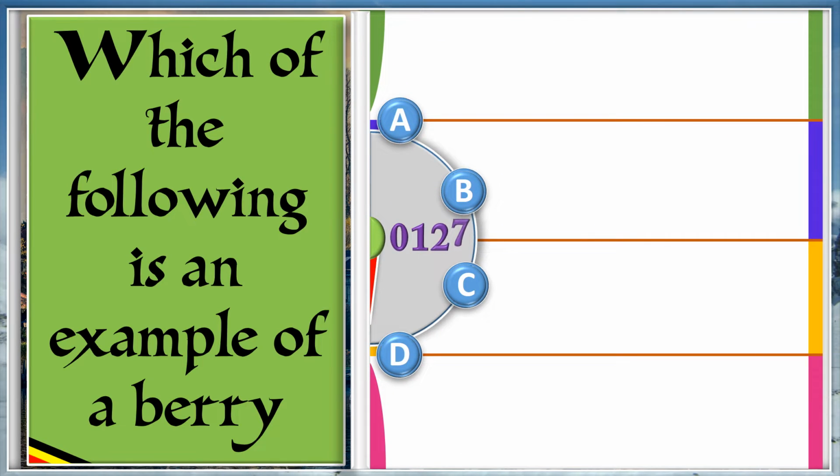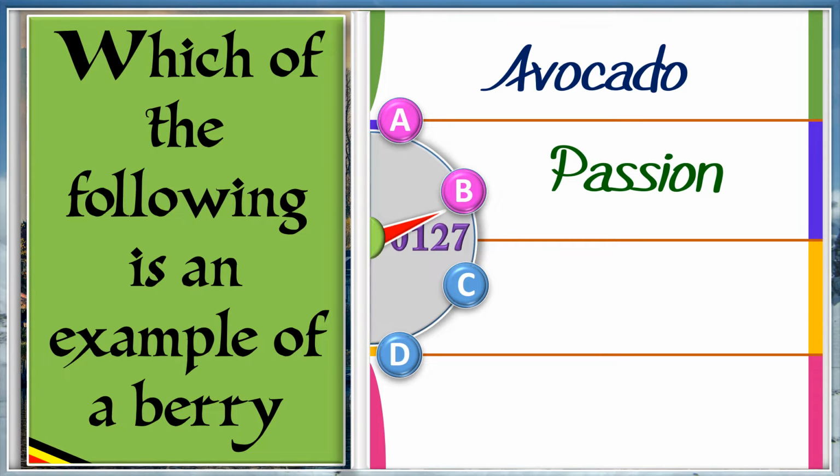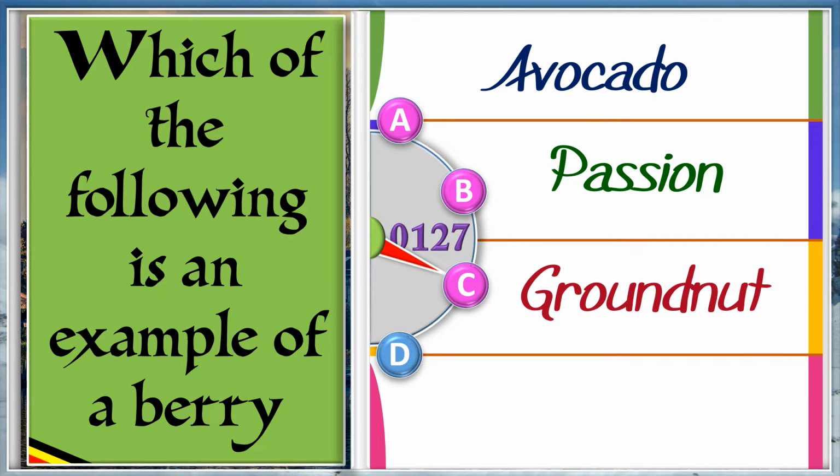Which of the following is an example of a berry? A. Avocado. B. Passion. C. Groundnuts. D. Cotton. And the answer is B. Passion.